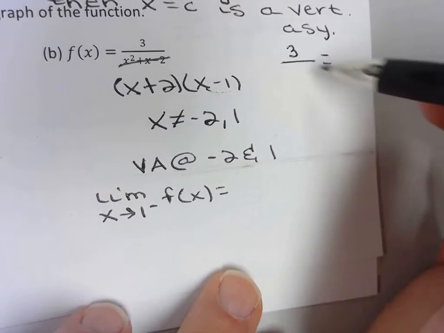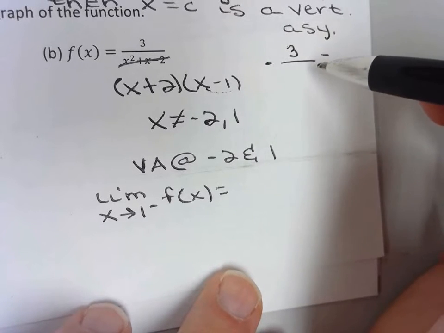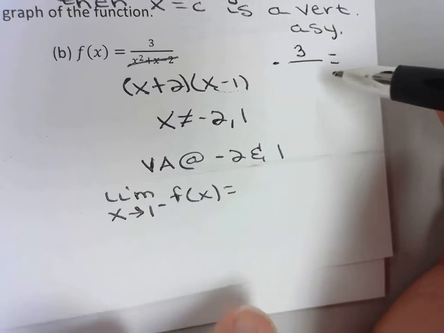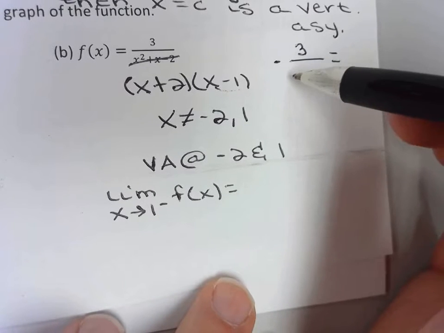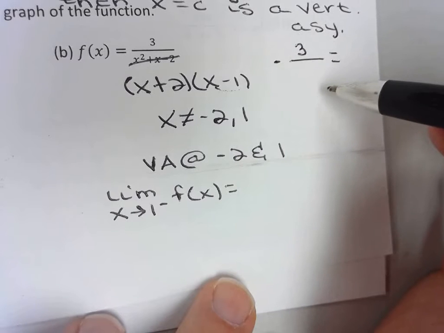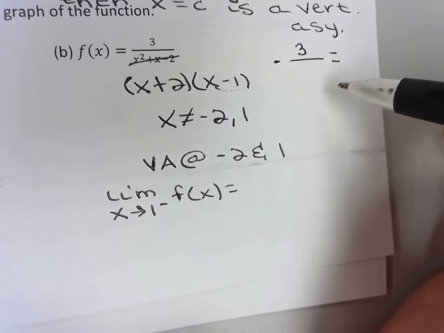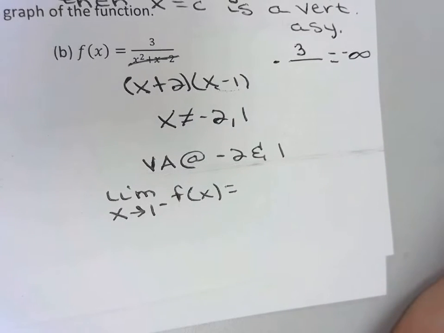Now, what is happening to this entire thing? I know it's a negative. What happens to a fraction if I get smaller and smaller numbers on the bottom? It gets bigger. That's a key thing as we deal with these. Think about it: 1 divided by 2 is a half, 1 divided by 1 is 1, 1 divided by a half is 2, 1 divided by a fourth is 4. So my whole thing is going to be getting bigger and bigger and approaching negative infinity.